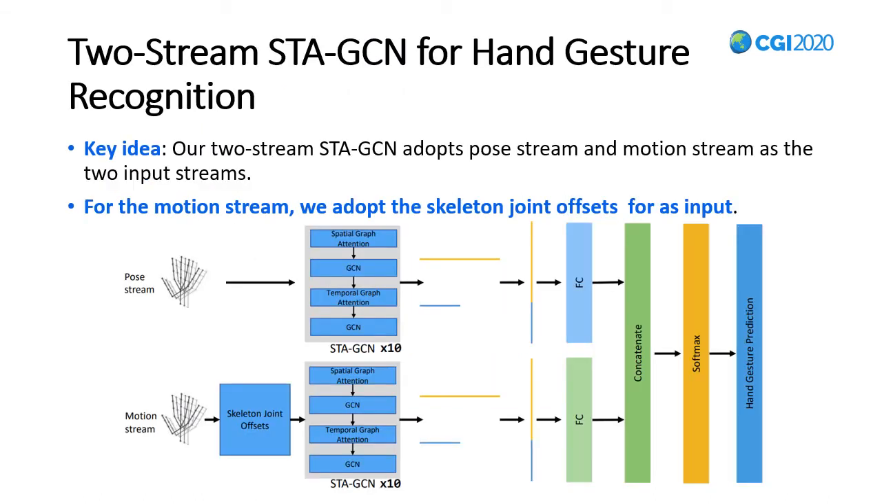In this picture, we present again the overall structure of our network. Our 2-stream graph convolutional network adopts a pose stream and a motion stream with the same network architecture. For the motion stream, we adopt the skeleton joint offsets as input. Here's the experiment result of our method.